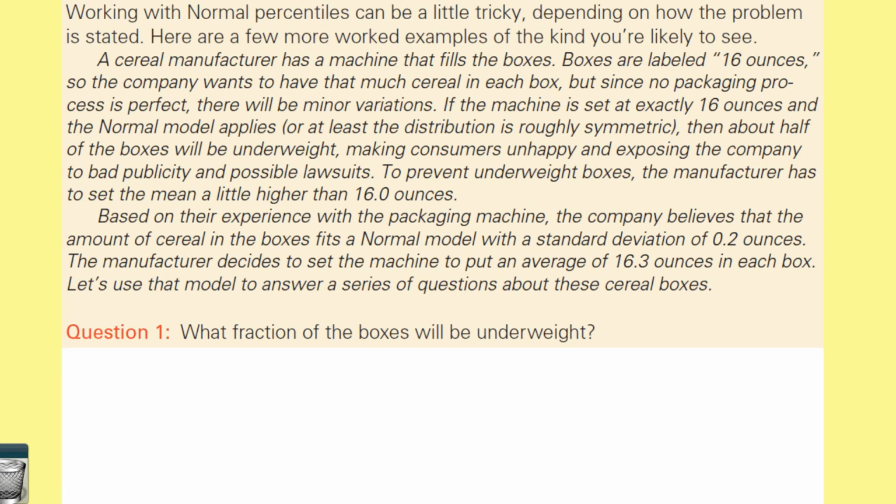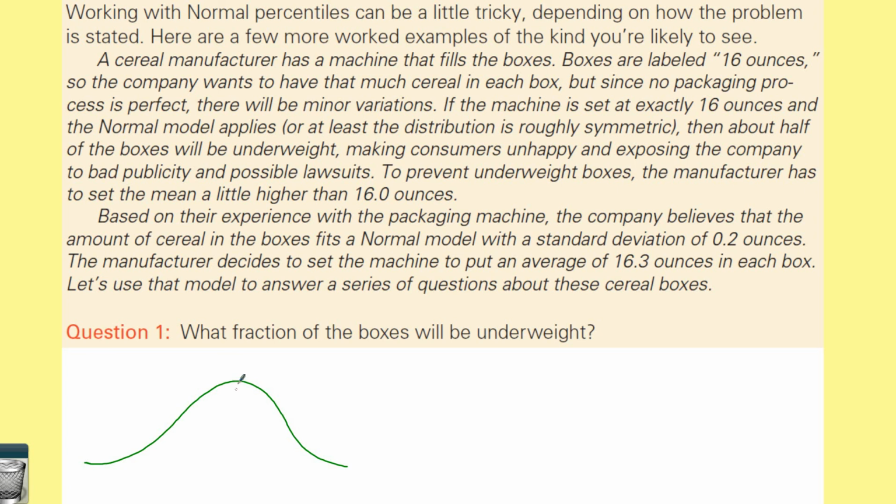Okay, so working with normal percentiles can be a little tricky, so I figured we'd do another problem. We can work this one out together. Hopefully you took a minute, paused it, and read it. What we want to do here is fill our boxes to 16 ounces. If we did the normal curve, okay, whoa, that was a terrible bell curve. That was better, but whatever.